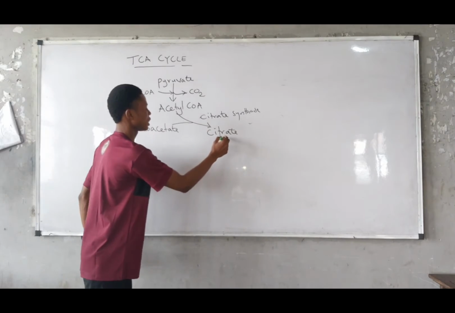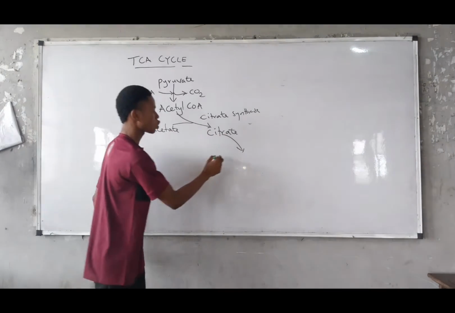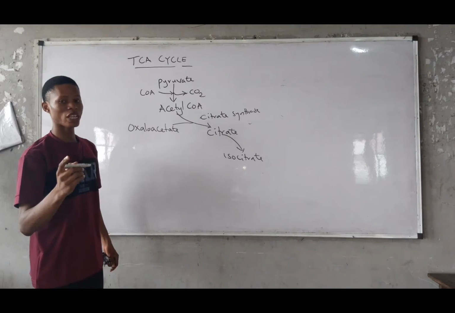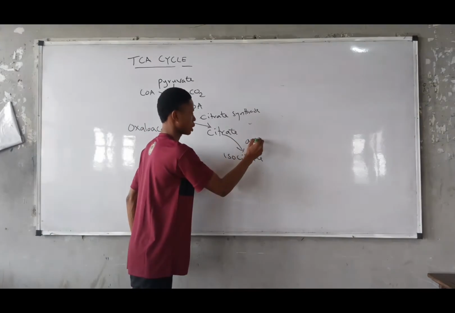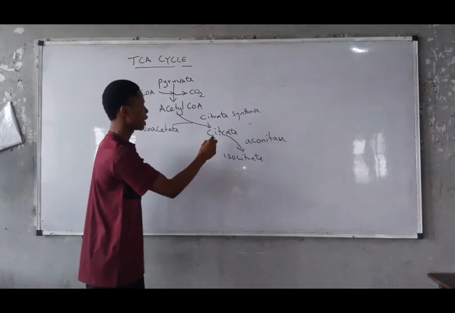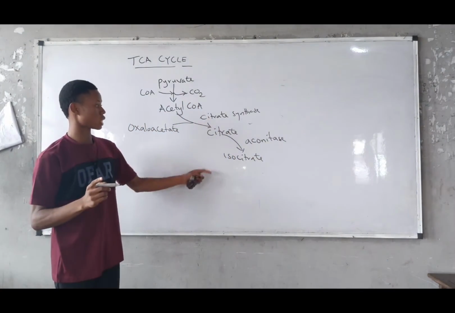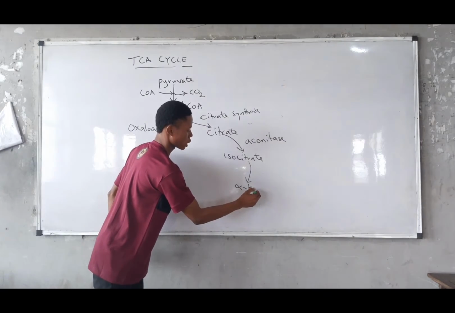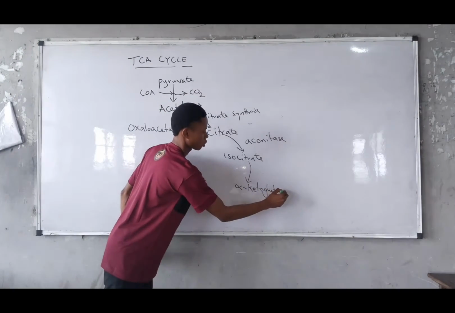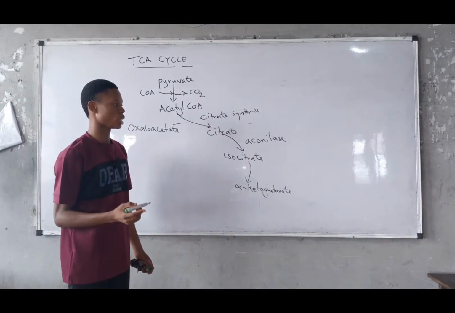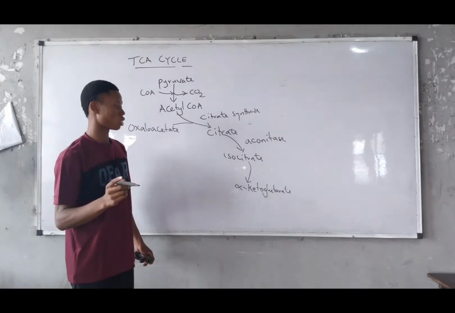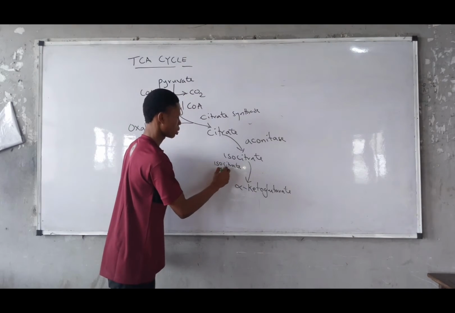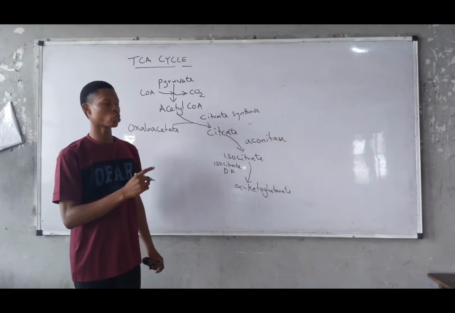Now, citrate can be converted to isocitrate, and the enzyme catalyzing this reaction is called aconitase. Isocitrate will then be converted to alpha ketoglutarate, and the enzyme catalyzing this reaction is called isocitrate dehydrogenase. Now, there's something to note about this reaction here.